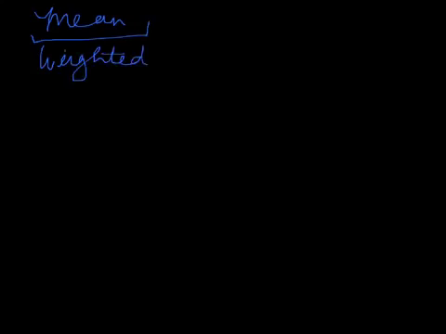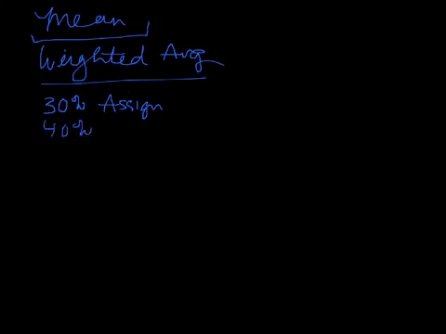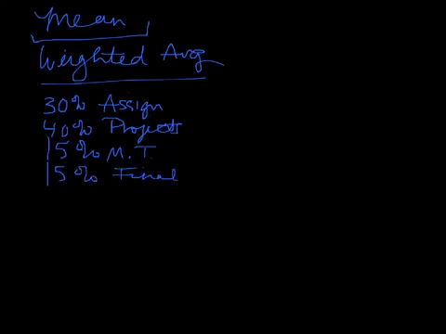In a regular mean, you would just add up the numbers, divide by how many there are. But you can't do that in a weighted average. So in this class in particular, our syllabus shows you what the breakdown is. The breakdown is 30% of your grade comes from assignments, 40% comes from your projects, and you'll have 2 of those. 15% comes from your midterm, MT, and 15% comes from that final paper that you're going to write.